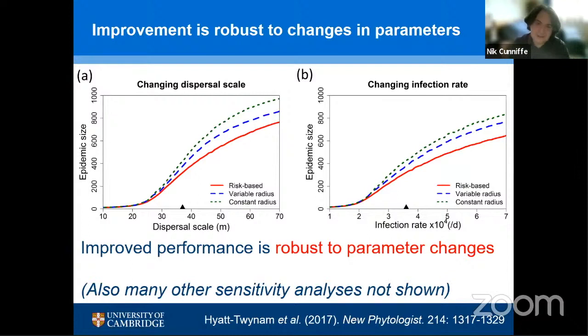strategies. What's being plotted here is the mean epidemic size, or possibly the mode epidemic size. I don't remember, but it's some measure of, on average, how big the epidemics are. In all cases, the red line is lowest. That means that the risk-based control is doing best. The more interesting result is maybe this one.